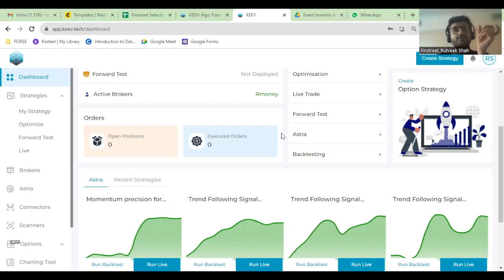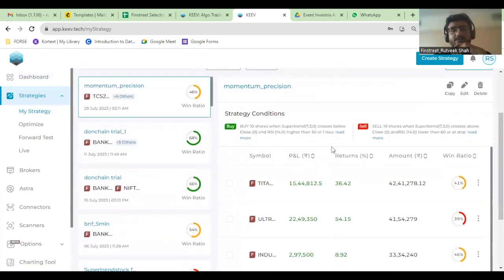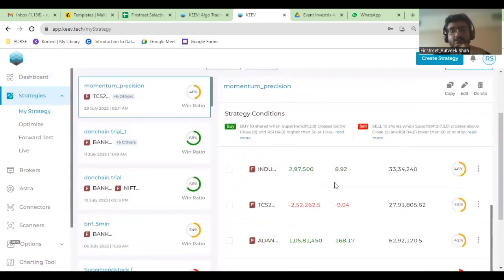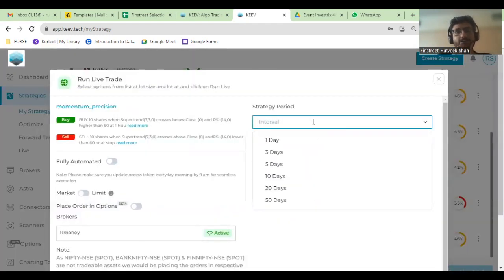So here we are going to see that one of the strategies that we talked about earlier was the momentum precision strategy, and in that we can look at any of the different stocks that we have. So here we can look at Infosys, for example, or Asian Paints. And for example, in Infosys, if you click on Run Live, I'm basically giving you an overview on how you automate your trade, indicator-based trading with the delta trading part of it.